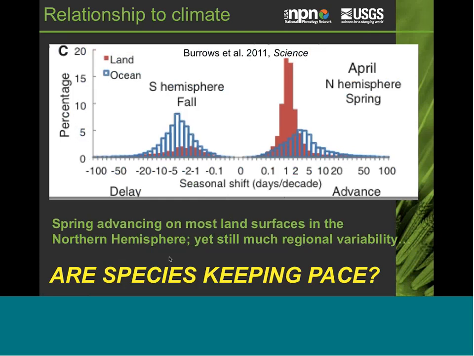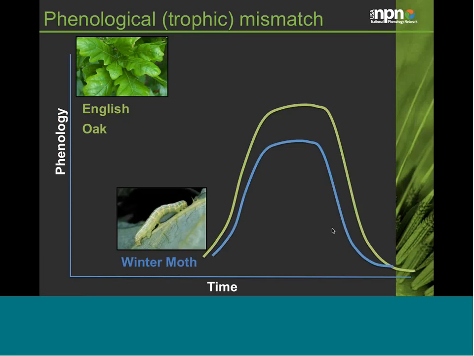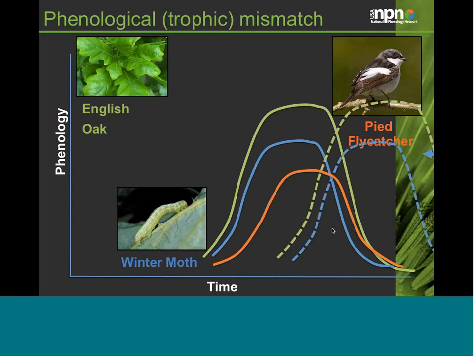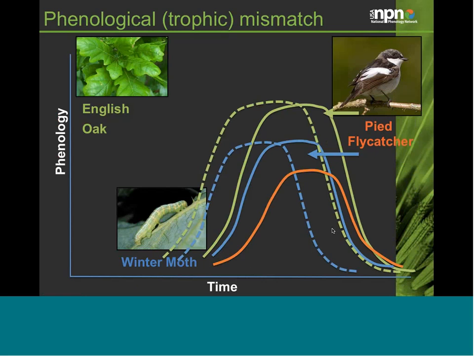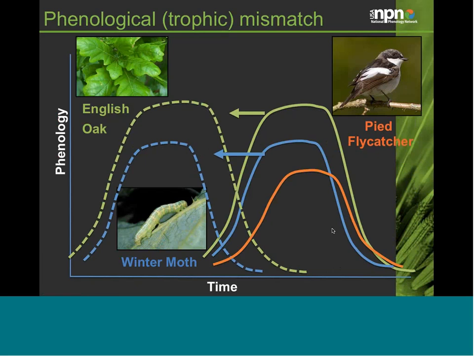However, the flycatchers, this is the pied flycatcher, are cued by other variables, such as photoperiod, and are not changing arrival time and are missing peak larval abundance. So we have fitness ramifications for phenological mismatch. And in this case, we've seen declines in the pied flycatcher because it's become more out of sync with its peak eating or its peak food resource. So this is why we as resource managers and conservation practitioners should be concerned about phenology.